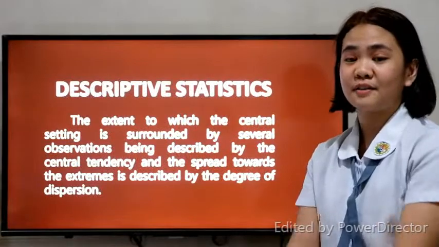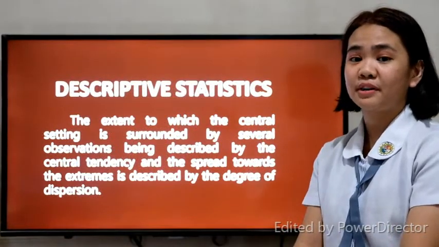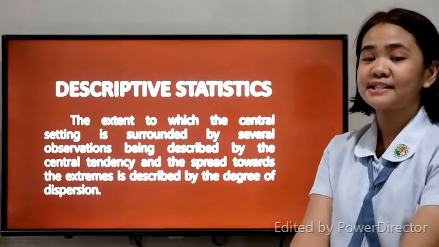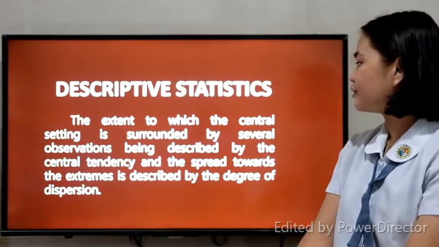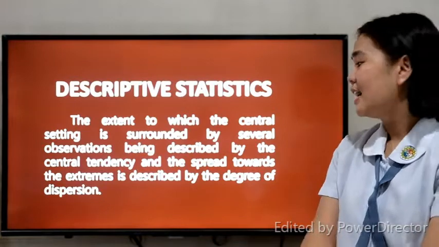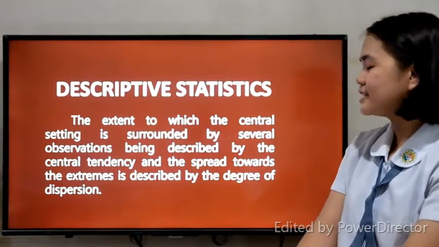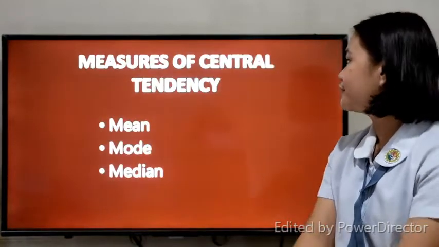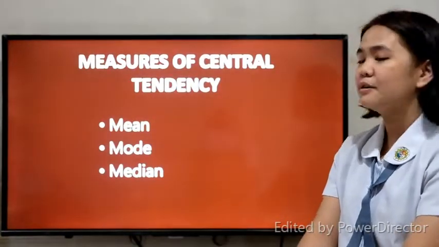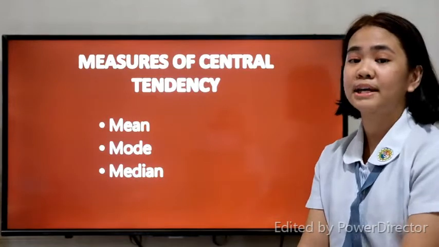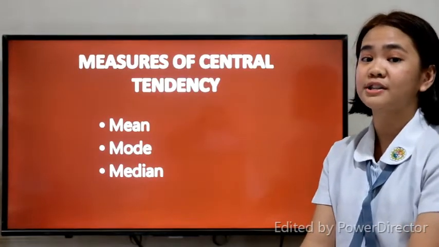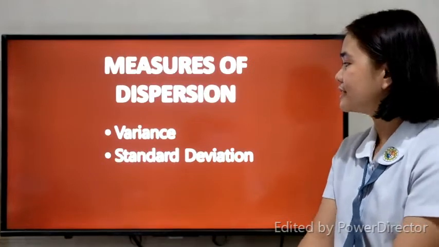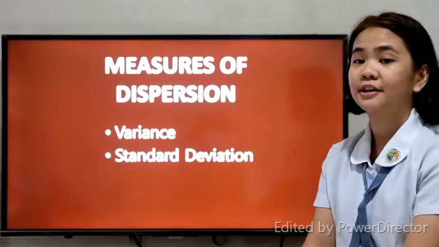So what is descriptive statistics? This pertains to the extent to which the central setting is surrounded by several observations being described by the central tendency, and the spread towards the extremes is described by the degree of dispersion. There are three measures of central tendency, which are the mean, mode, and median. And we all know that the mean is the most commonly used measure of central tendency. Next are the measures of dispersion, which consist of variance and standard deviation.